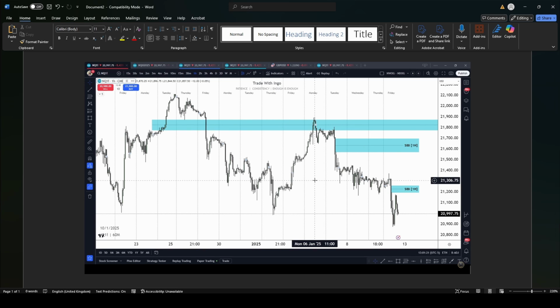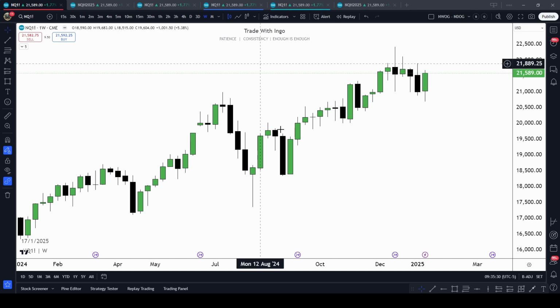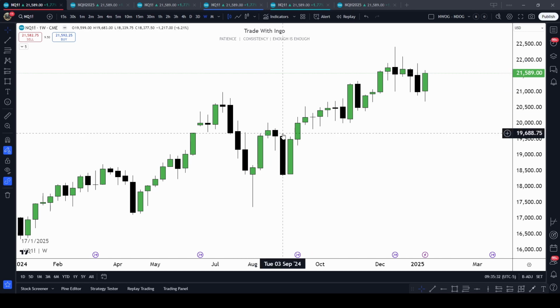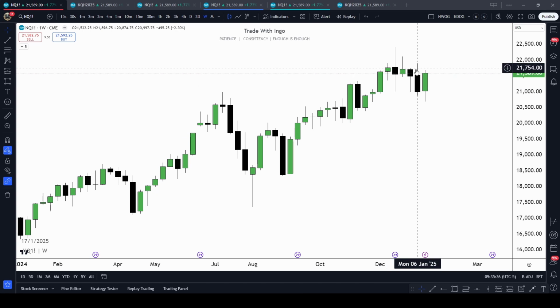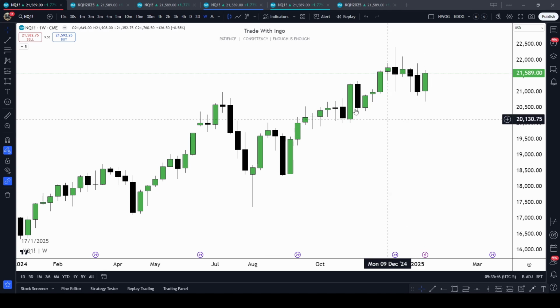Okay, so if we take a look at the weekly chart for Nasdaq, I thought that we would have some downwards momentum, downwards continuation, but instead Nasdaq said, nope, not this week, we're going up.